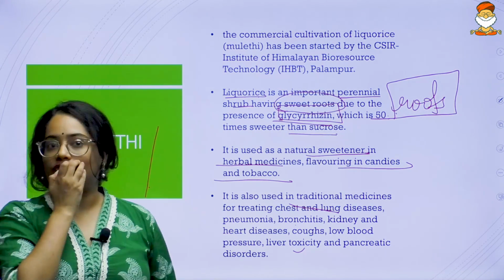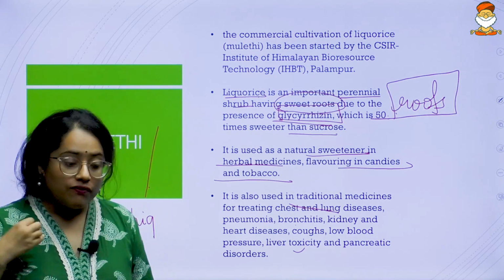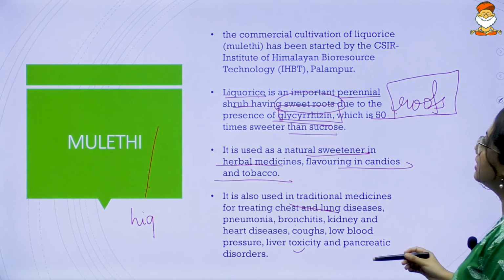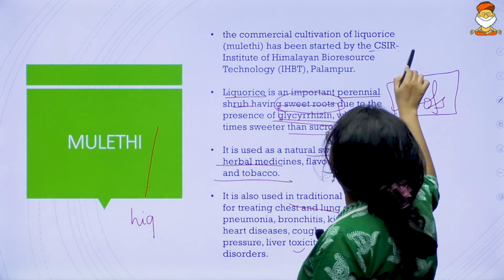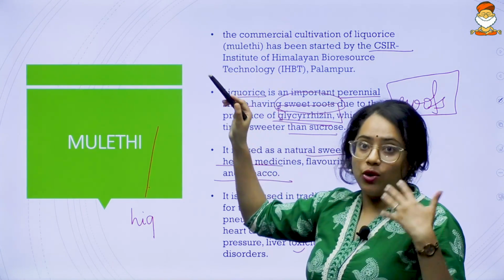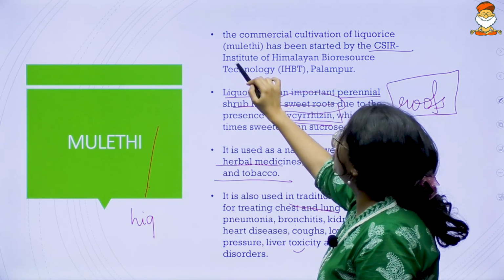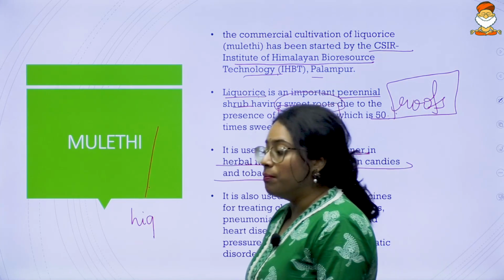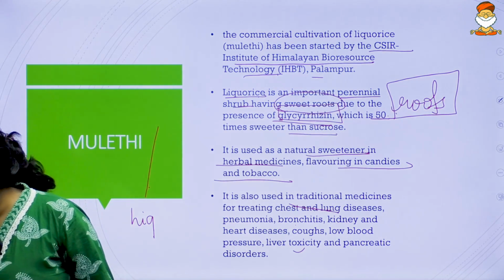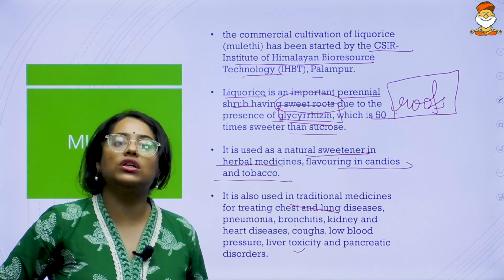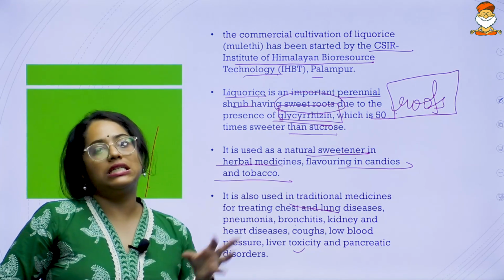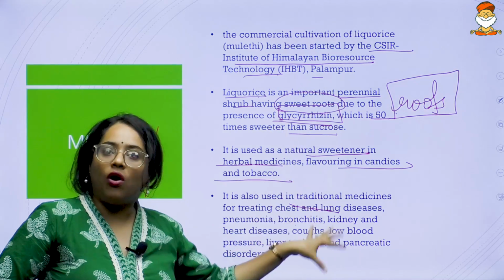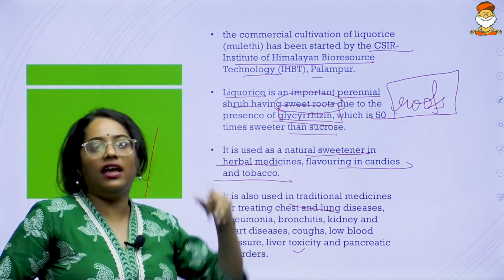So this is the background of it. The current affair of it was, very recently we're giving a lot of push for the commercial cultivation of licorice, and it has now been started by the CSIR, I hope you know what CSIR is, and the Institute of Himalayan Bioresource Technology at Palampur. Both of them have come together and have now started the commercial cultivation of mulethi, and this is the reason why it was there in news. So perennial shrub, roots of the plant, all of these uses, and then the current affairs.